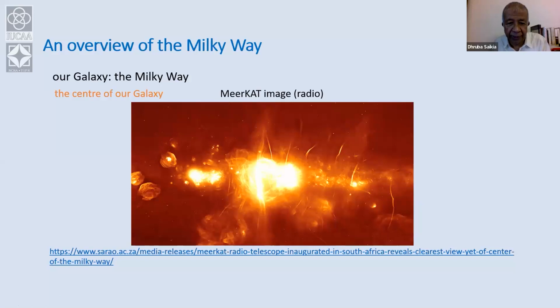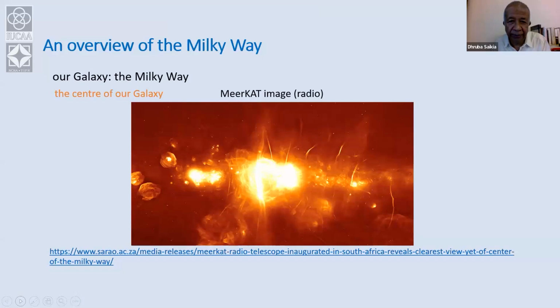This is a beautiful image made by the Milky Way telescope, a stunning image showing you not only H2 regions, but also supernova remnants and all kinds of activity going on. And these are filaments. These are highly magnetized filaments. And we still don't have a very good understanding of how and why these magnetic filaments are formed.